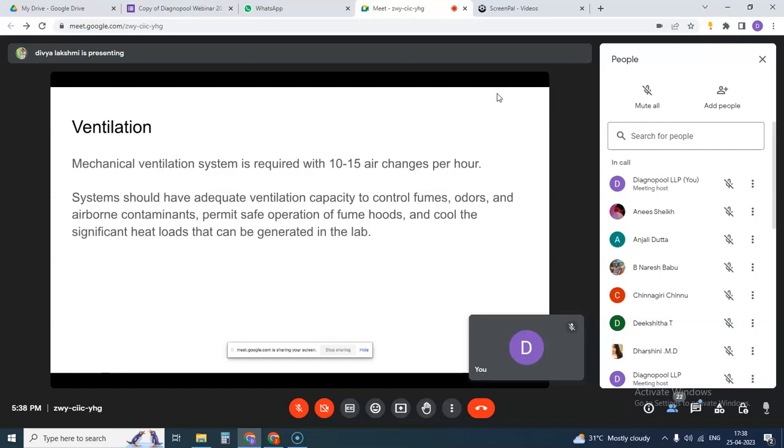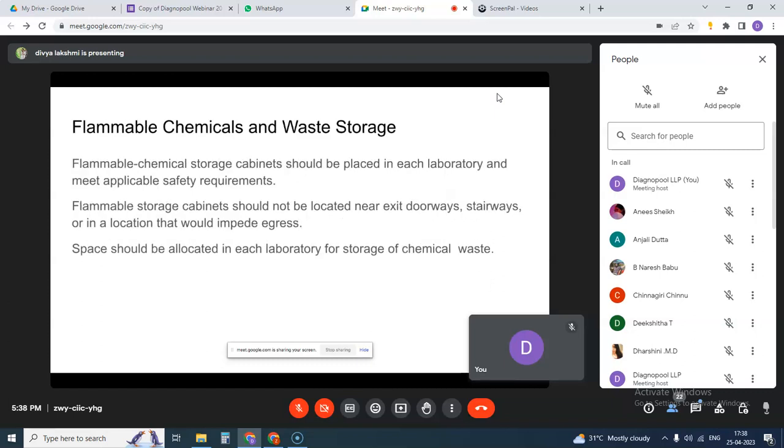Coming to ventilation, a mechanical ventilation system is required with 10 to 15 air changes per hour. The system should have adequate ventilation capacity to control the fumes, odors, and also the heat which is generated from the machines of the lab. If inflammable liquids or chemicals are stored in the lab, make sure they are stored separately and certain safety requirements are followed.